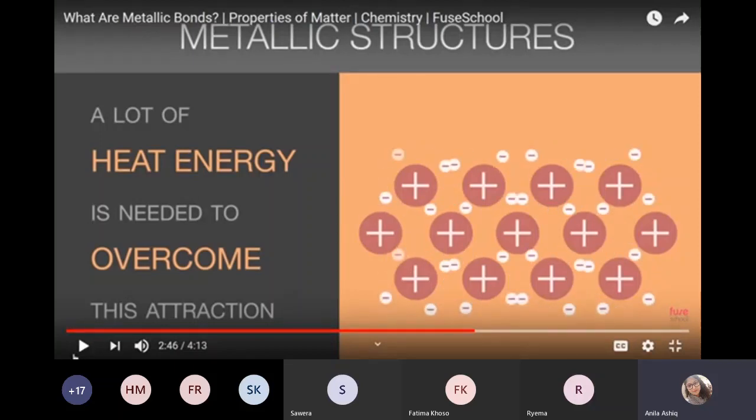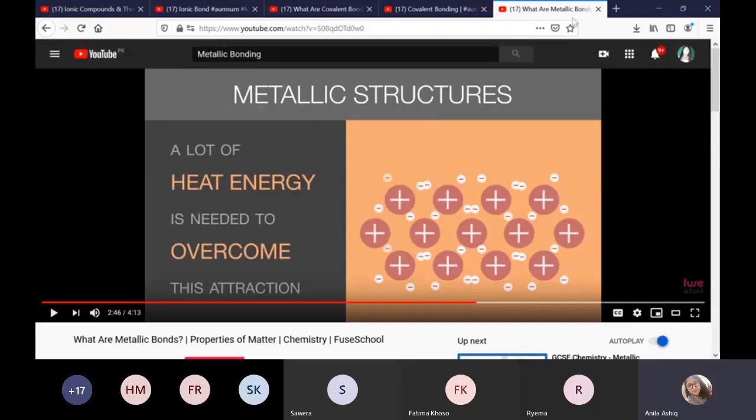In metallic bonding, we had ions and a sea of electrons. There is a force of attraction between these metal ions and the sea of electrons, which is called metallic bonding, and it also causes the high melting and boiling points.